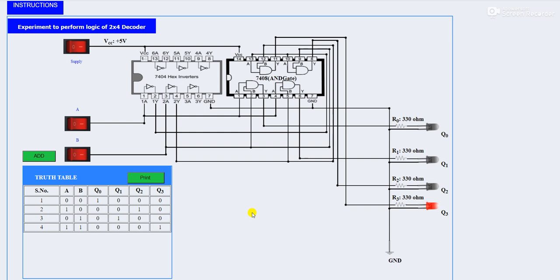In the next tutorial we will discuss the working and the simulation of encoder with the help of virtual lab.